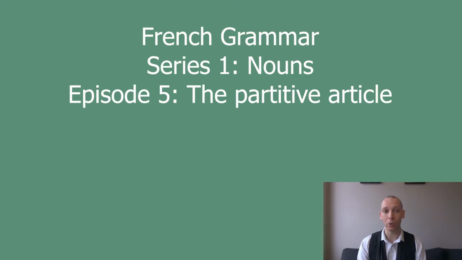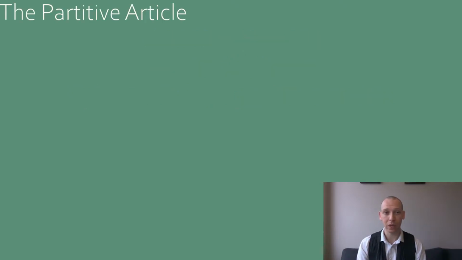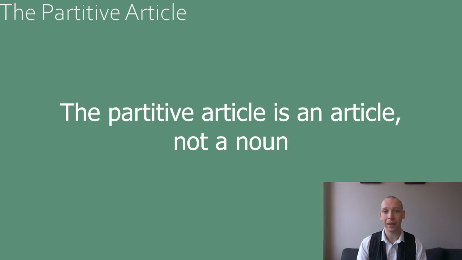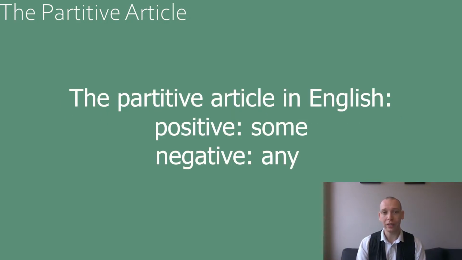In this episode we'll explore the partitive article. As with the two previous episodes, the partitive article is another article or determiner and so not a noun but has a very strong relationship with nouns. The good news is that there is a partitive article in English as well. The partitive article for positive verb phrases in English is some, and for negative verb phrases in English is any.